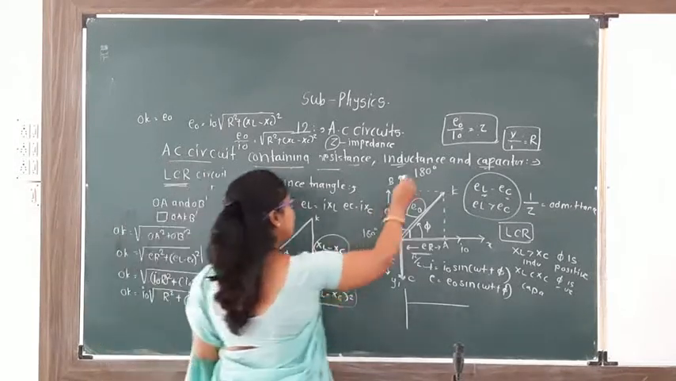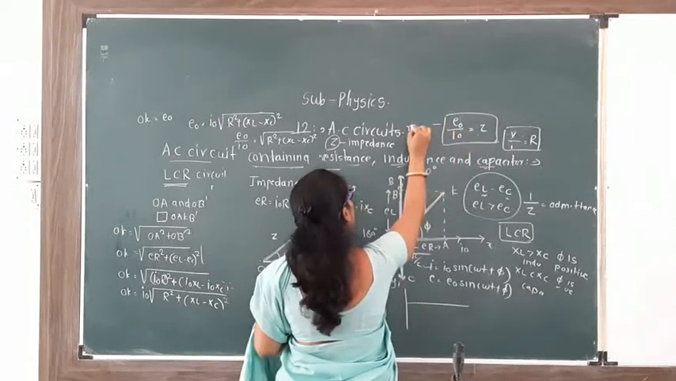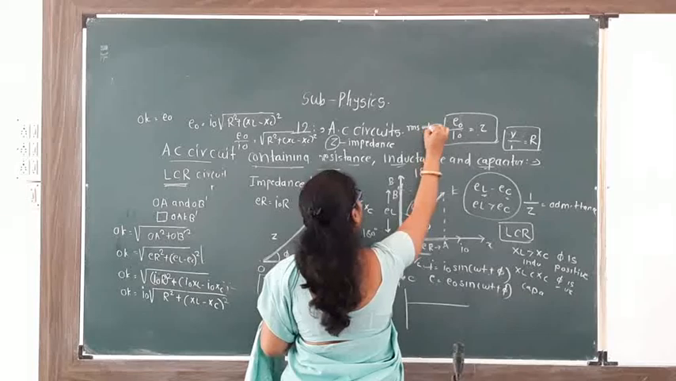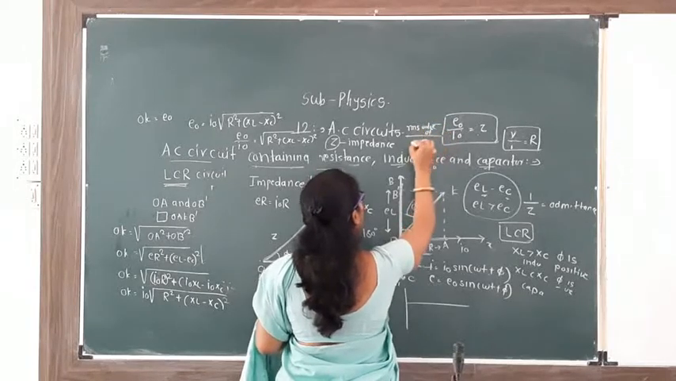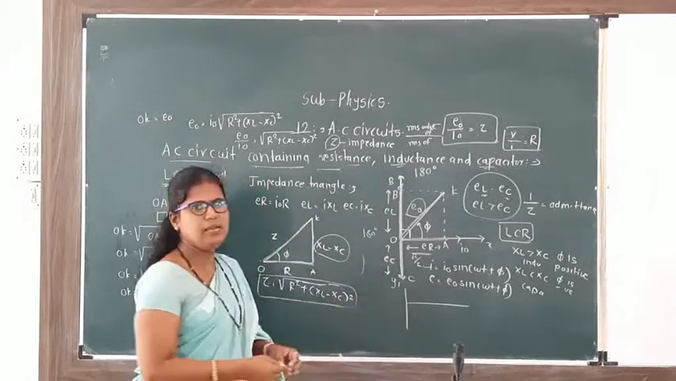Then the last equation we get here is E0 upon I0. E0 means the RMS value of voltage upon the RMS value of current. That ratio is known as impedance.